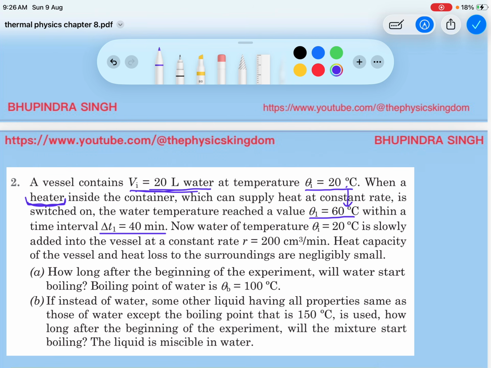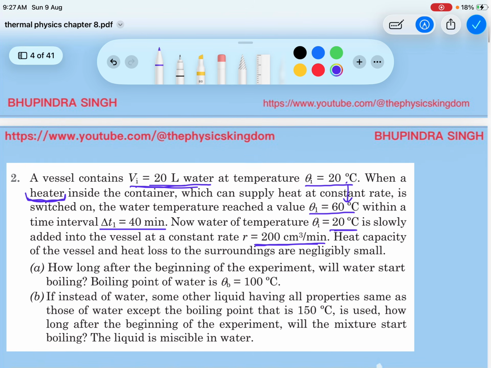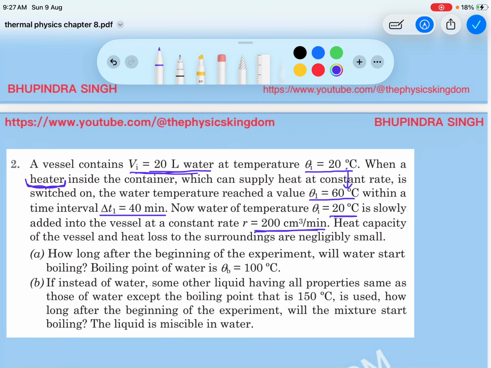Now water at a temperature of 20 degrees Celsius is slowly added into the vessel at a constant rate of 200 centimeter cube per minute, meaning 0.2 liter per minute. So after the liquid has reached a temperature of 60 degrees Celsius, now in every 1 minute you are adding 0.2 liter of water. Heat capacity of the vessel and heat loss to the surroundings are negligible. So no heat loss to anything else; whatever heat is coming from the heater is directly consumed by water.